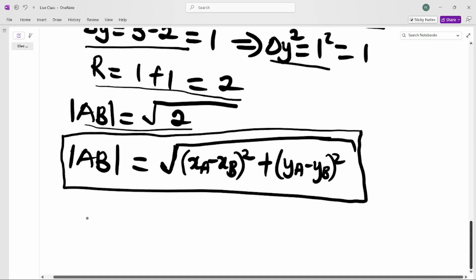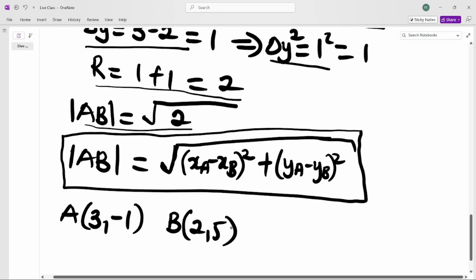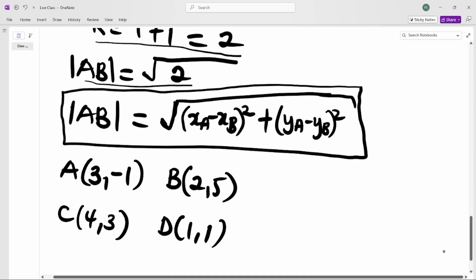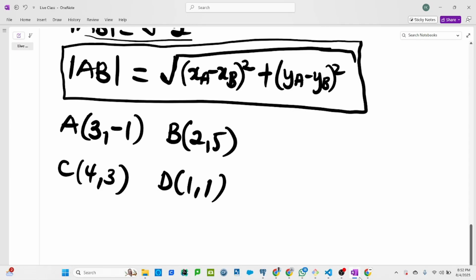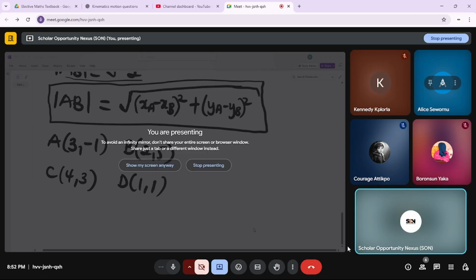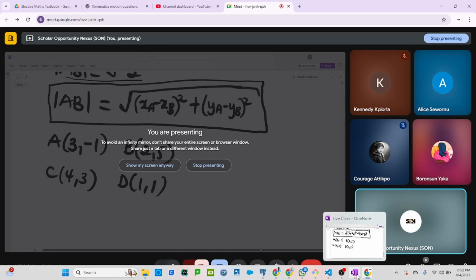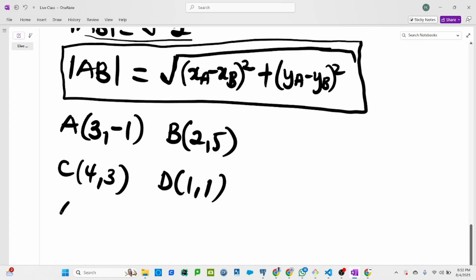Okay, so now let me give you guys questions too. Kennedy, you have point A (3, -1) and point B (2, 5). Find the distance between these. And Alice, you have point C (4, 3) and point D (1, 1). Solomon, are you guys there? I want to give you a question to find the distance. Yes, please. We are there. Okay, I'm going to give one to each of you.